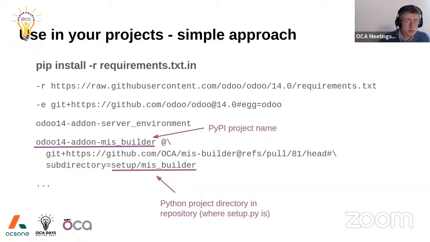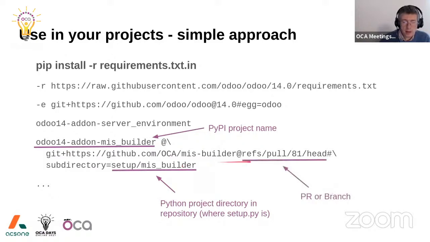Typically, an Odoo add-ons repository contains many different add-ons, but in our approach, we want each add-on to be an autonomous Python project. So we have to tell pip where is the root of the project. And in that case, it's in the setup/ directory plus the add-on name. And that's where you find the setup.py.